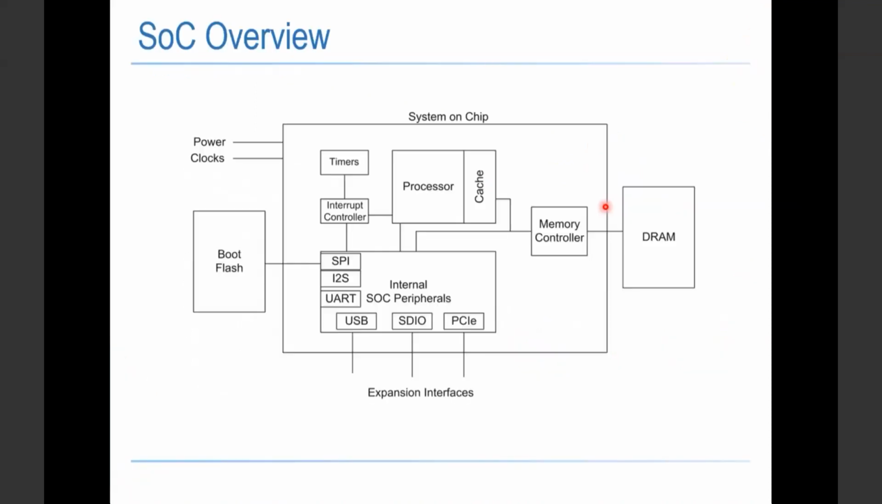So this is the SoC overview. Since this is a system on chip, you can see inside the SoC you have the processors, memory controllers, and peripherals such as SPI, UART, I2S, I2C, USB, interrupt controller, timer, etc.